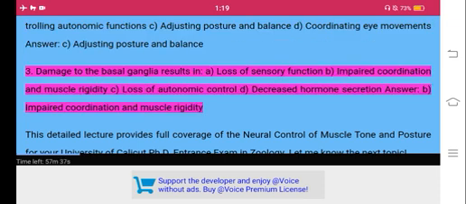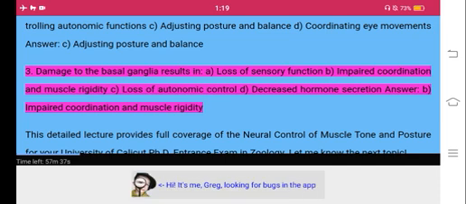3. Damage to the basal ganglia results in: A. Loss of sensory function. B. Impaired coordination and muscle rigidity. C. Loss of autonomic control. D. Decreased hormone secretion. Answer: B. Impaired coordination and muscle rigidity.